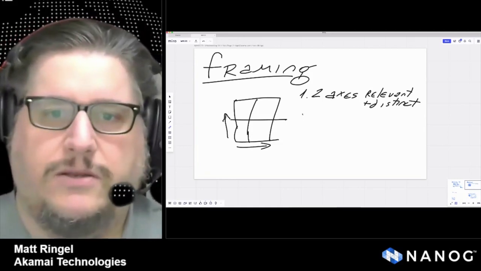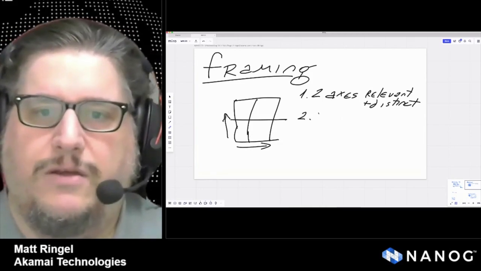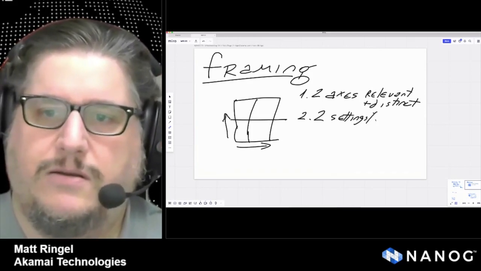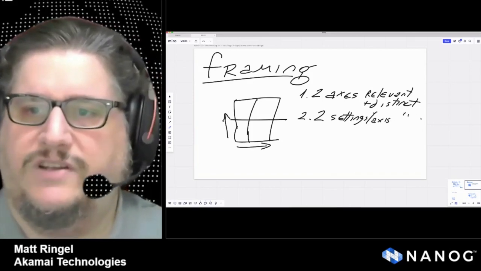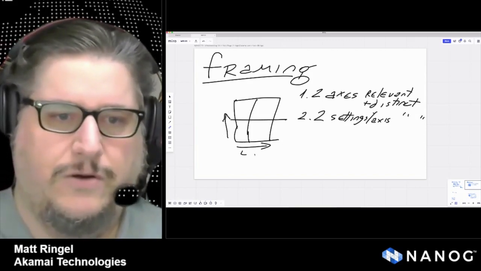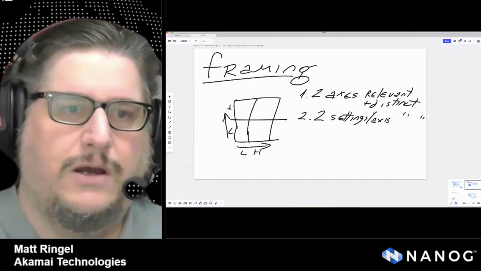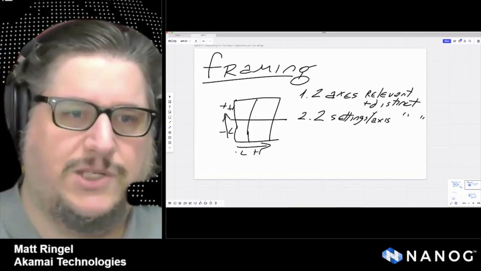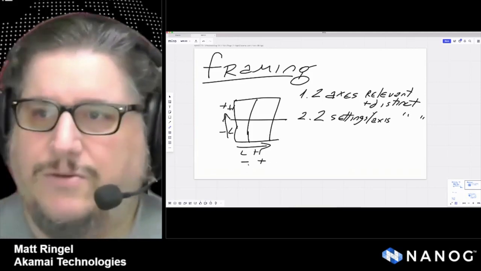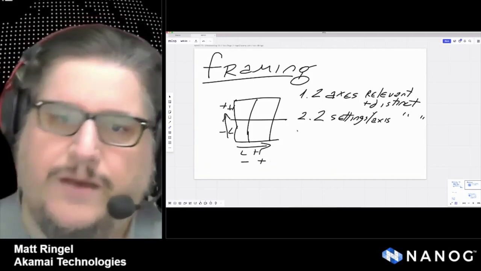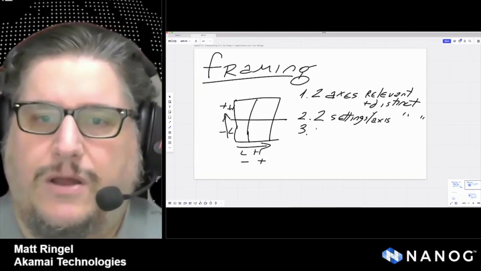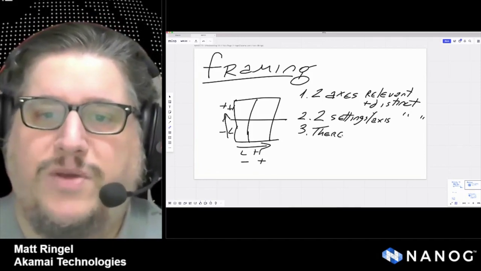Great. Two, there are two settings on each axis that are relevant and distinct, right? You've got low and you've got high. You've got low and you've got high. So low, high. I mean, this could be minus, plus, and minus, plus if you want. It could be, you know, whatever you want. But in the end, there's only two settings on each axis, and there you go. There are only four permutations that matter.